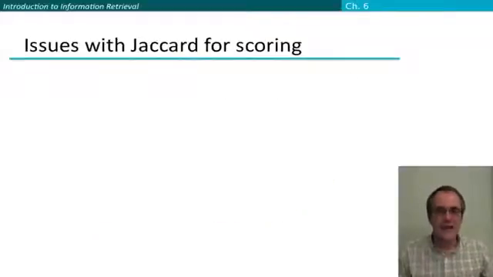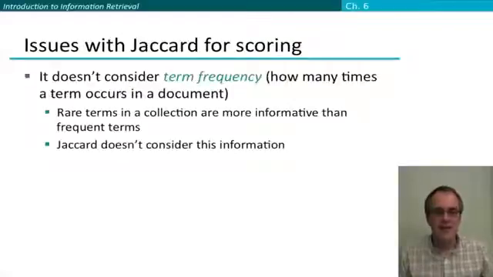So is Jaccard scoring a good idea for a retrieval model? In general, it's not felt to be. It has a couple of issues. One is that it doesn't consider term frequency. It just uses the set of words in a document and ignores how many times the words occur in a document. But that's typically not all the information we want. We'll look at models in a minute that do deal with term frequency. There's also a second finer point, which is that rare terms in a collection are more informative than frequent terms when evaluating a query, and that's something that we'll also want to factor into our models.